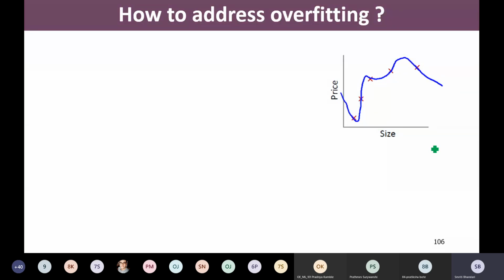But the constraint here is, only if I have a very small number of features is it possible for me to plot those points and visualize the pattern of the points in my data set. Do you agree with me? Yes? Are you getting me?